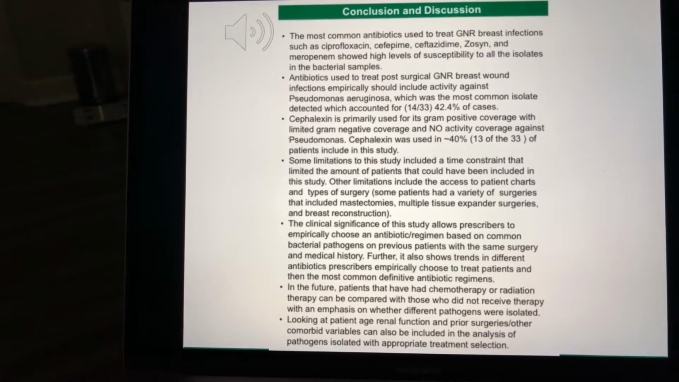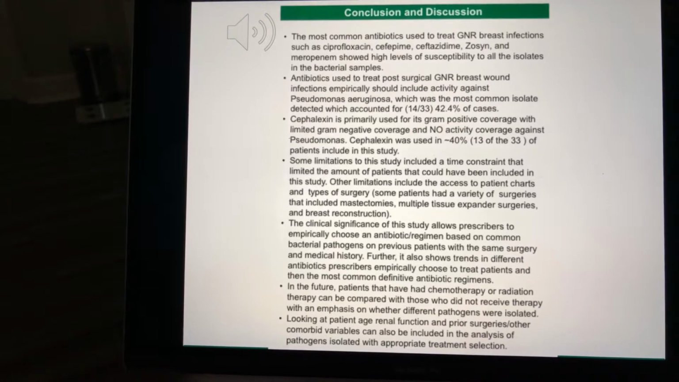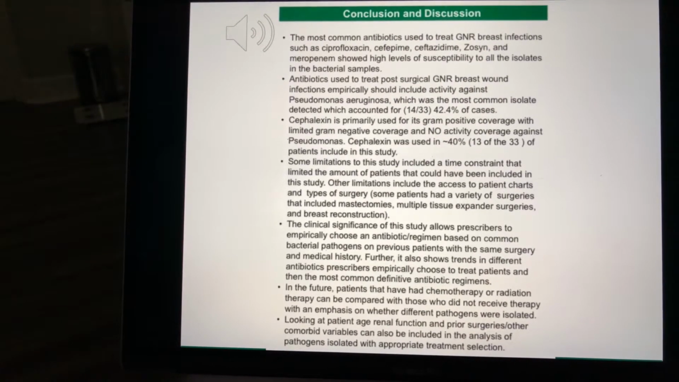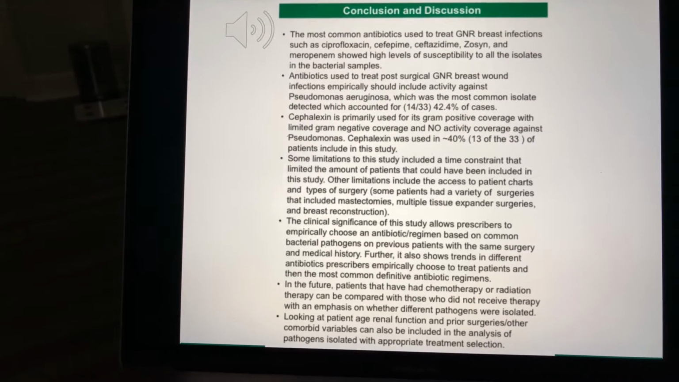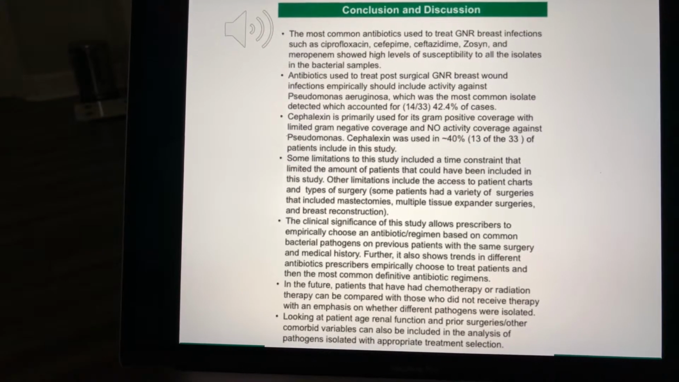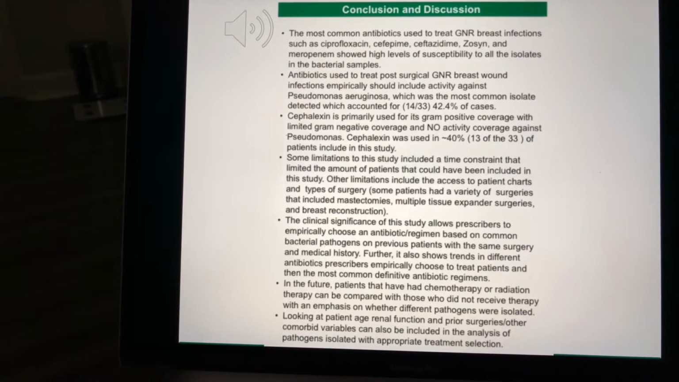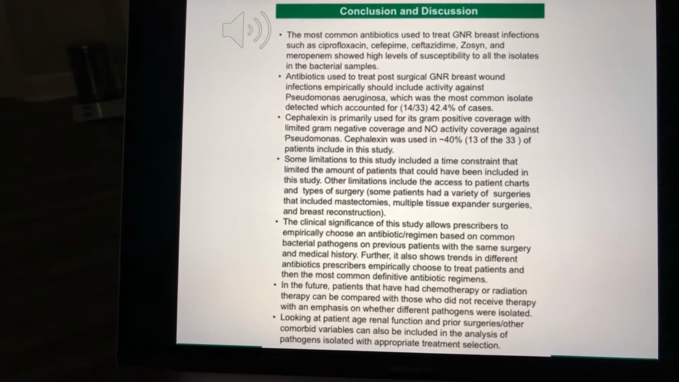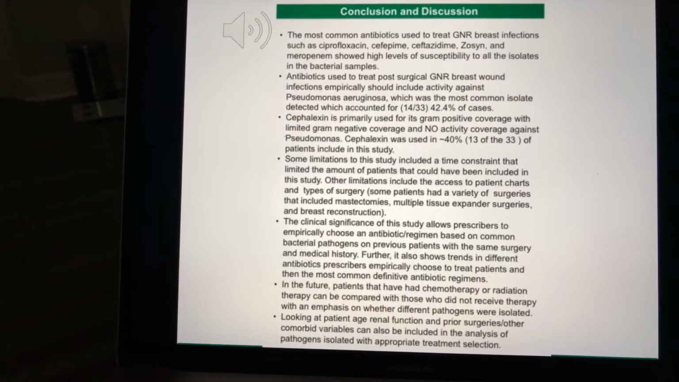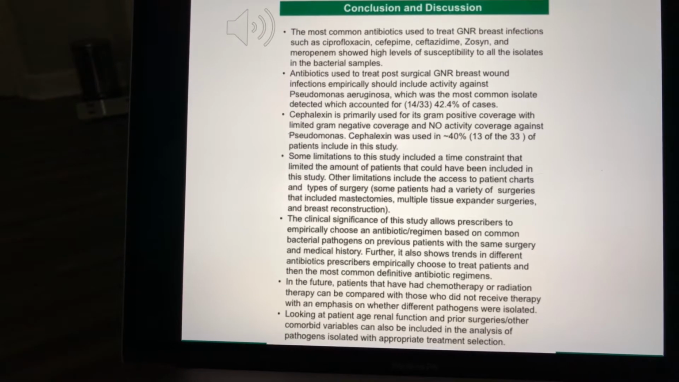Cephalexin was used in about 40% of cases in this study, and it's also primarily used for its gram-positive coverage with limited gram-negative coverage, but unfortunately does not cover against Pseudomonas. Some limitations to the study included a time limitation, which limited the amount of patients that could have been included in this study. Other limitations included the access to patient charts and the type of surgery. So some patients had a variety of surgeries, which included mastectomies, multiple tissue expander surgeries, and breast reconstruction.